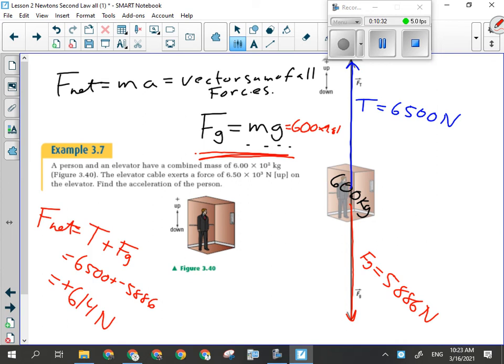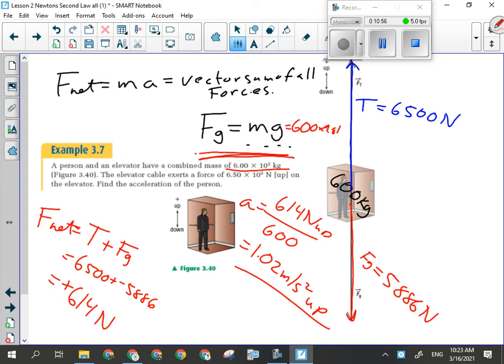Can I calculate the acceleration of the elevator? Yeah. Now I have net force, and they told me it has a mass of 600 kilograms. So the acceleration of the elevator is going to be 614 newtons up divided by 600 kilograms. That's 1.02, I think, right? Meters per second squared up.